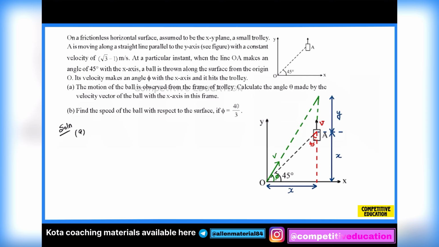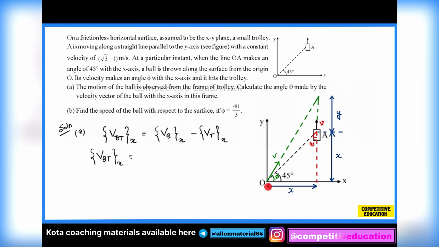Now look, velocity of the ball with respect to the trolley in x direction. I can write this as velocity of ball in x direction minus velocity of trolley in x direction. Now velocity of ball with respect to trolley in x direction will be velocity of ball in x direction with respect to this frame.